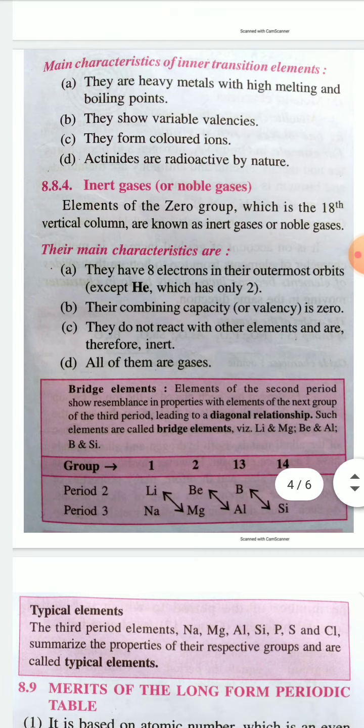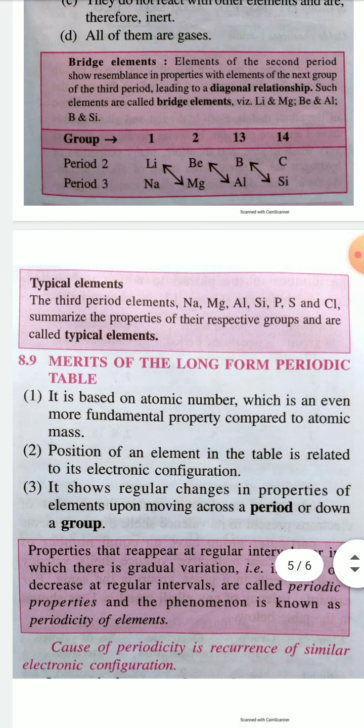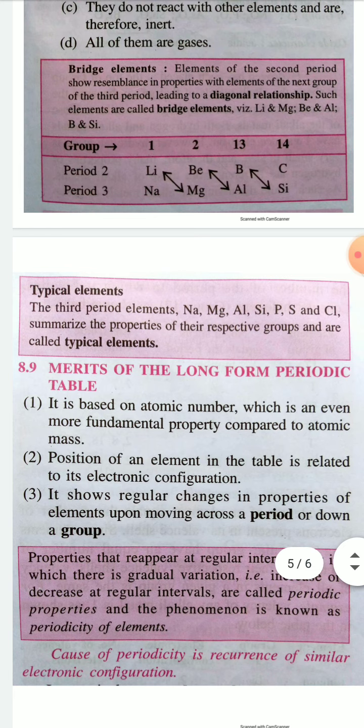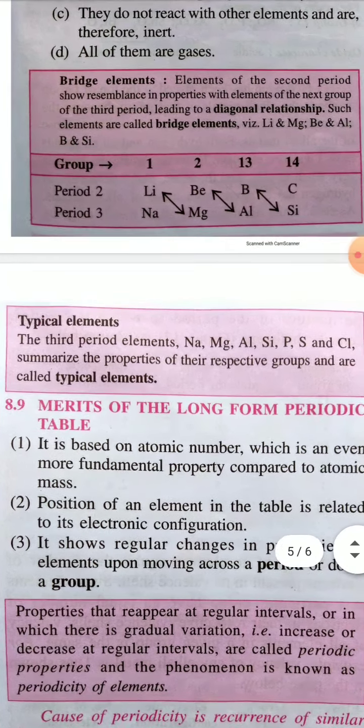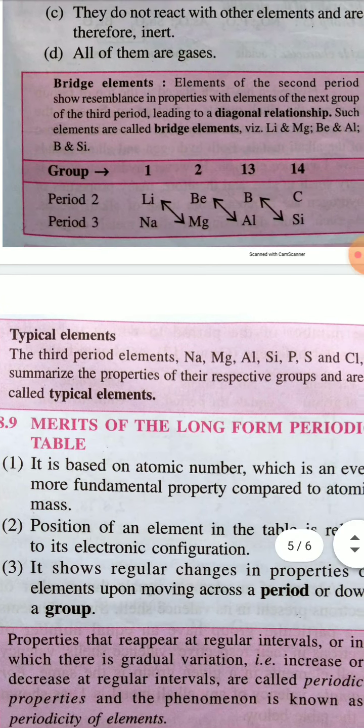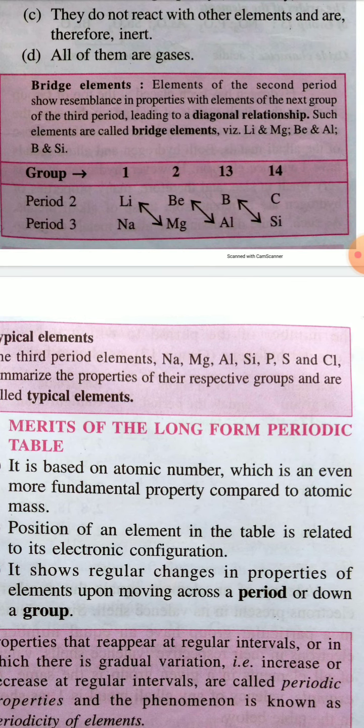Okay. Now one note in the box: bridge elements. Which elements are called bridge elements? Generally, elements of the second period show resemblance in properties with the elements of the next group of the third period, leading to a diagonal relationship. This is called the diagonal relationship. See, group 1 elements are given, and period 2 and period 3 are written.